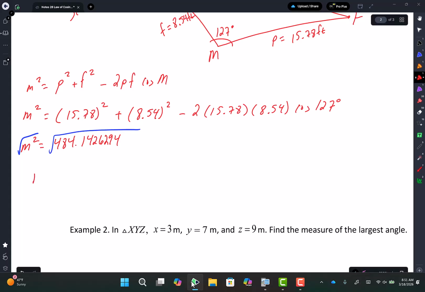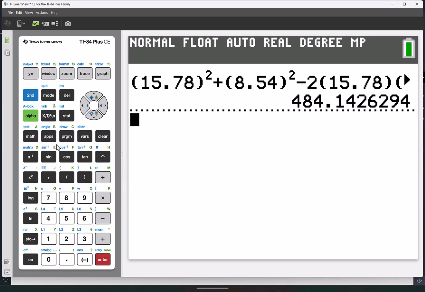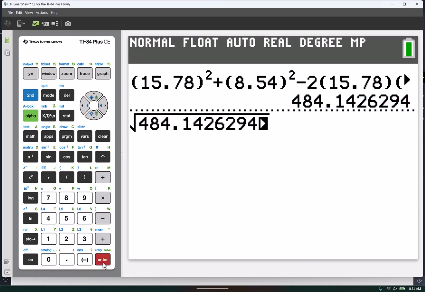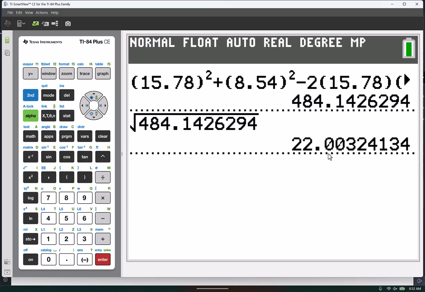I'm going to write m equals, and I'm just going to write what that is. It's really simple on the calculator. You just go square root, and then you scroll up and push enter. That way you don't have to round too much, and then just push enter again. And there it is, 22.003.